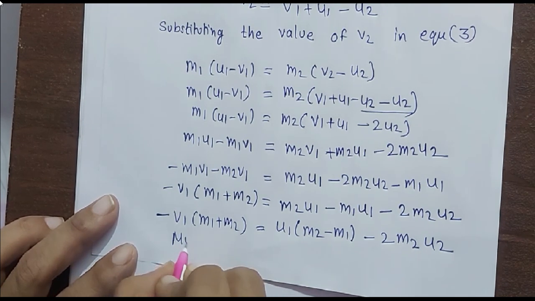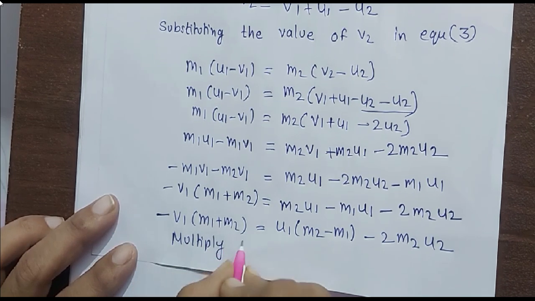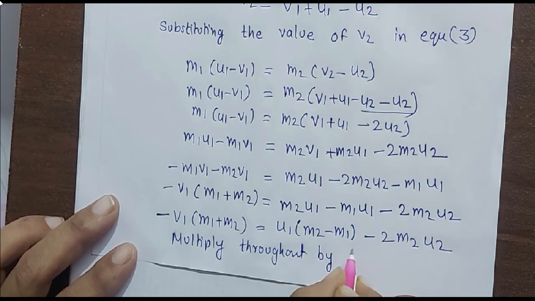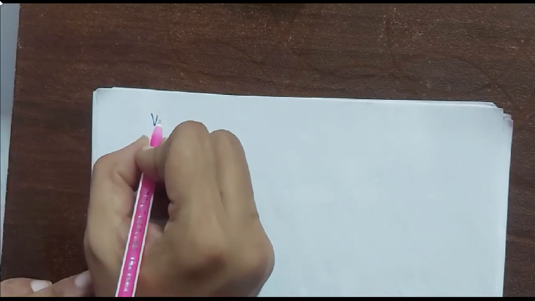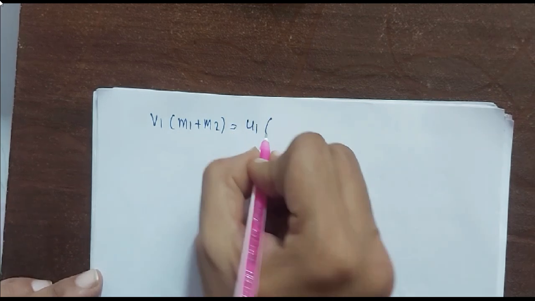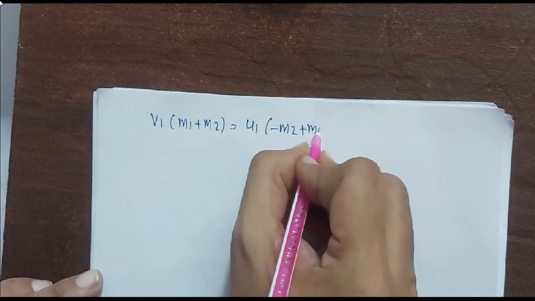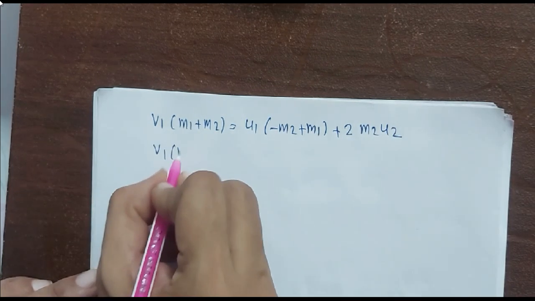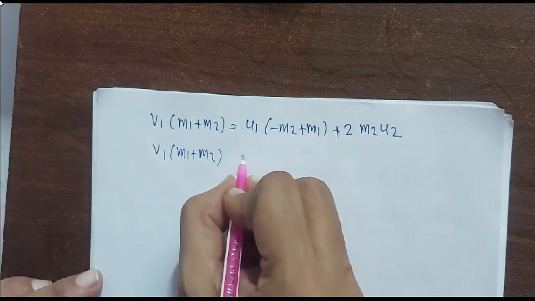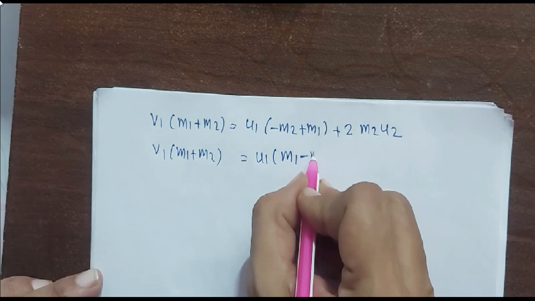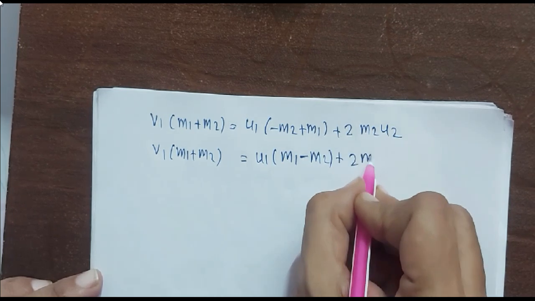Now multiply throughout by -1, we will get V1 (M1 + M2) is equal to U1 (M1 - M2) + 2 M2 U2. V1 (M1 + M2) is equal to U1 (M1 - M2), we will write first, then + 2 M2 U2.